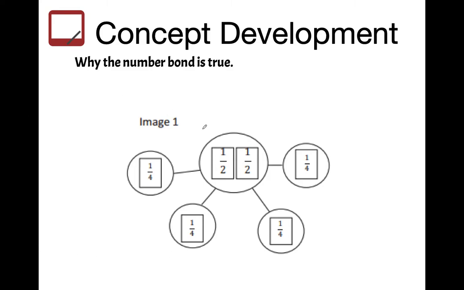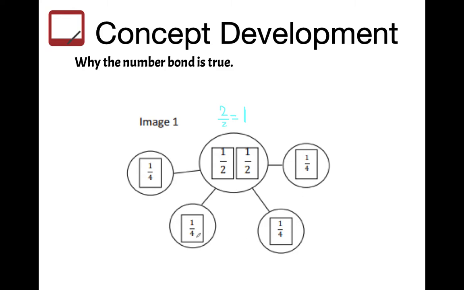All right, so now we're just going to briefly look at our concept development today, and I want you guys to look at this image and tell me, why is this number bond true? We looked at stuff like this earlier last week. And what you're going to notice is that it's trying to get you guys to think about what this really equals. So if we were to look at the middle, 1/2 and 1/2, that gives us 2 halves, which is also equal to 1 whole.